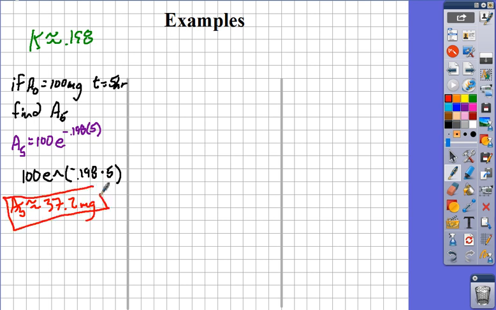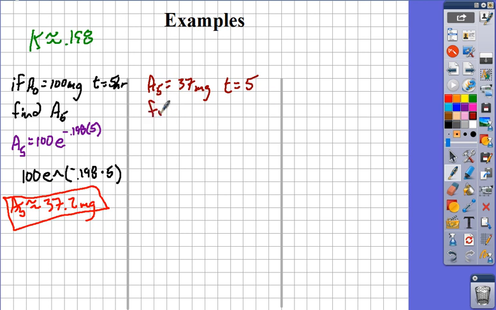Okay, so after 5 hours in a healthy adult, after drinking, say, an espresso, about 100 milligrams, there's going to be about 37.2 milligrams still remaining. Okay, so now let's try a different question. What if we know after 5 hours, A sub 5, the amount after 5 hours equals 37 milligrams, and we drank the drink, sorry, 5 hours ago. 5, right? We put a 5 there.